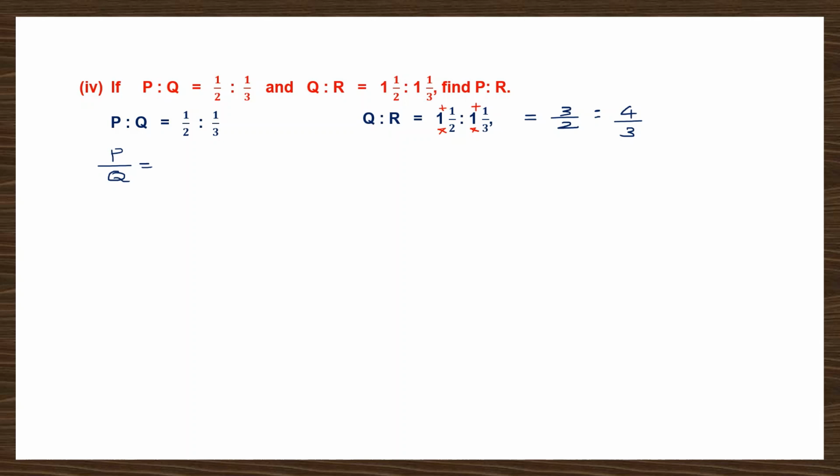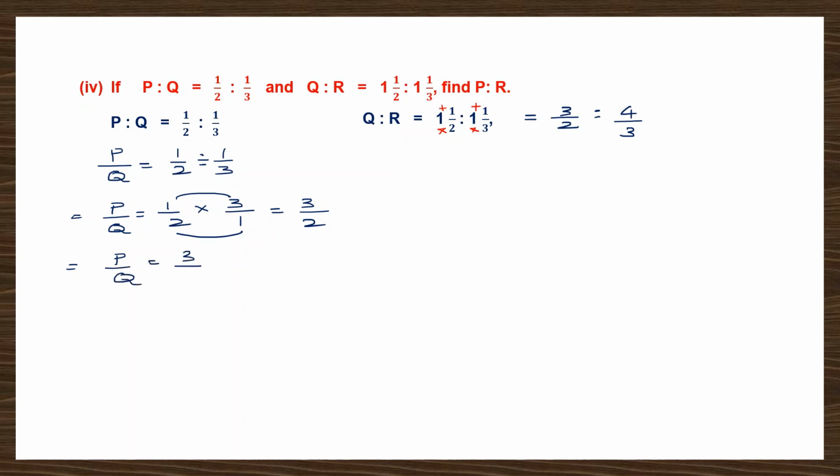Or this is division as we know. So 1 by 2 divided by 1 by 3. Let's simplify this further. So this becomes P by Q is equal to 1 by 2, division changes to multiplication, 1 by 3 becomes 3 by 1. So now let's multiply the numerators, 1 3s are 3 and the denominators 2 1s are 2. So we have found P by Q in simpler terms to be 3 by 2.